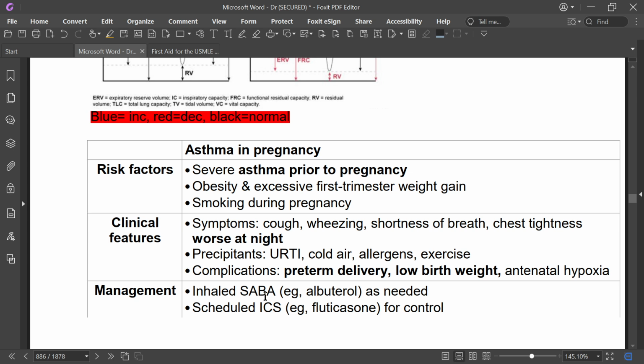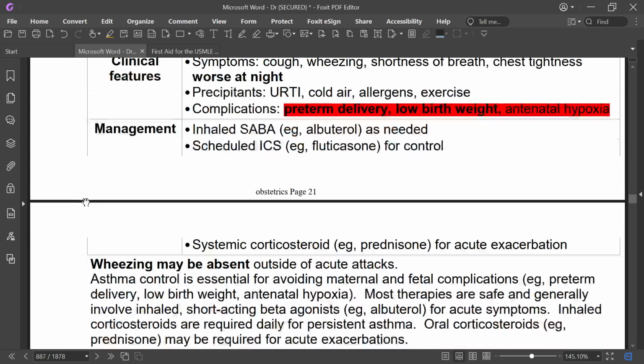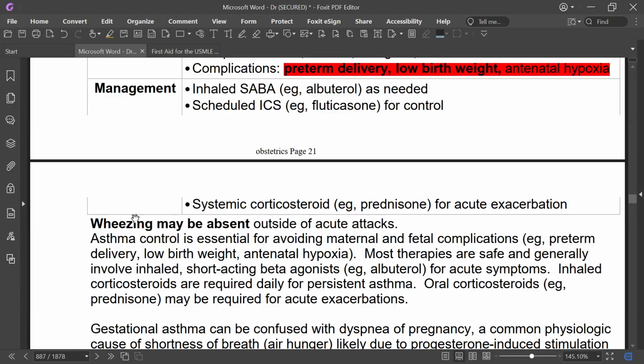In treatment, salbutamol and scheduled ICS, fluticasone. Sometimes systemic corticosteroid prednisolone can be used in acute exacerbation. Wheezing may be absent outside the attack. Asthma control is essential for avoiding maternal and fetal complications like preterm delivery, low birth weight, and antenatal hypoxia.